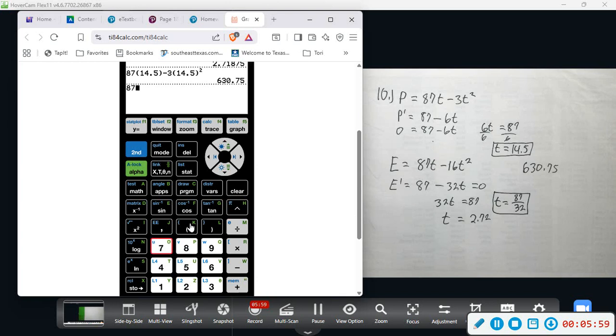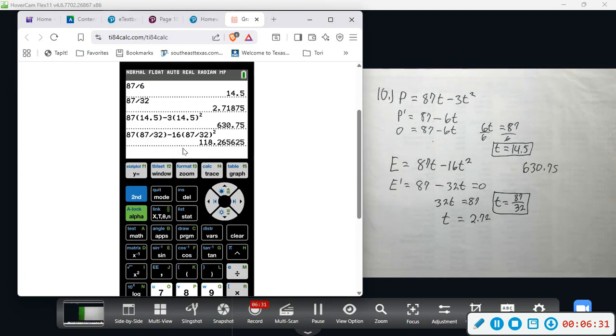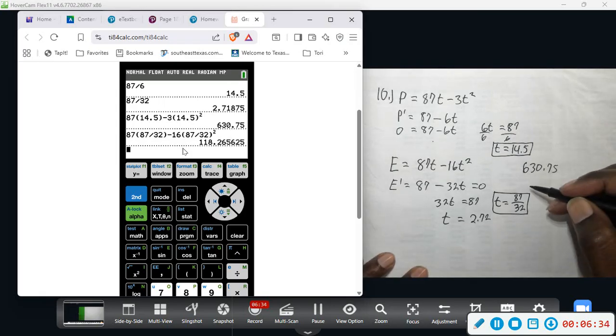So we're going to do 87 times 87 divided by 32. So that's the 87t, and then minus 16 times 87 divided by 32, and this quantity will be squared. All right, so this will give me the exact height on Earth. So on Earth, because we get a decimal again, its height is 118.27.